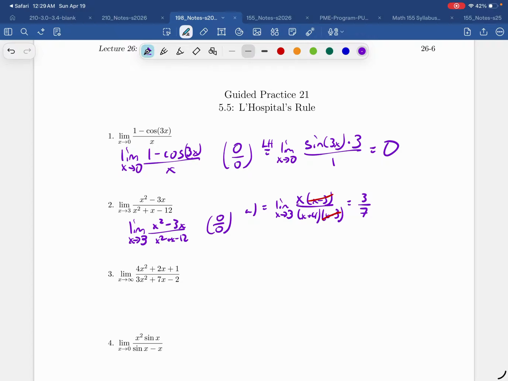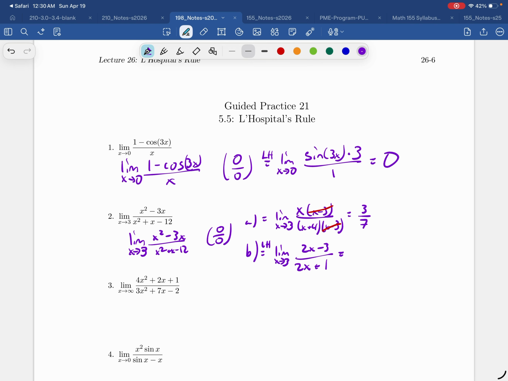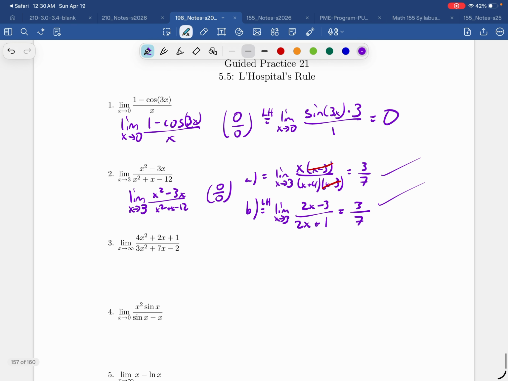But if you didn't see that, then you could still use L'Hopital's rule and just say, well, okay, we have 0 over 0, so we have L'Hopital's rule. We're going to get 2x minus 3 all over 2x plus 1. Whoop, and I totally forgot to write the limit as x approaches 3. And you wind up getting, let's see what we wind up getting here. 3/7. It's the same thing, right? So it doesn't matter which way you do it. You can get the same answer.